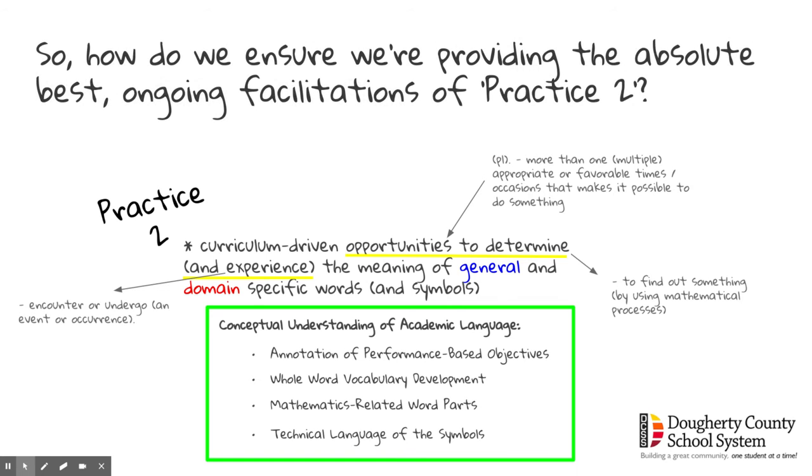In this last section, we're going to just summarize and ensure that we know how to provide the absolute best ongoing facilitations of practice two. And how do we do that? First, we must understand the conceptual understanding of academic language, right? We must know that when we present the PBO, we're going to allow students to let us know how they feel about what it is we're about to do. That scale of 1 to 10, where are they, right?